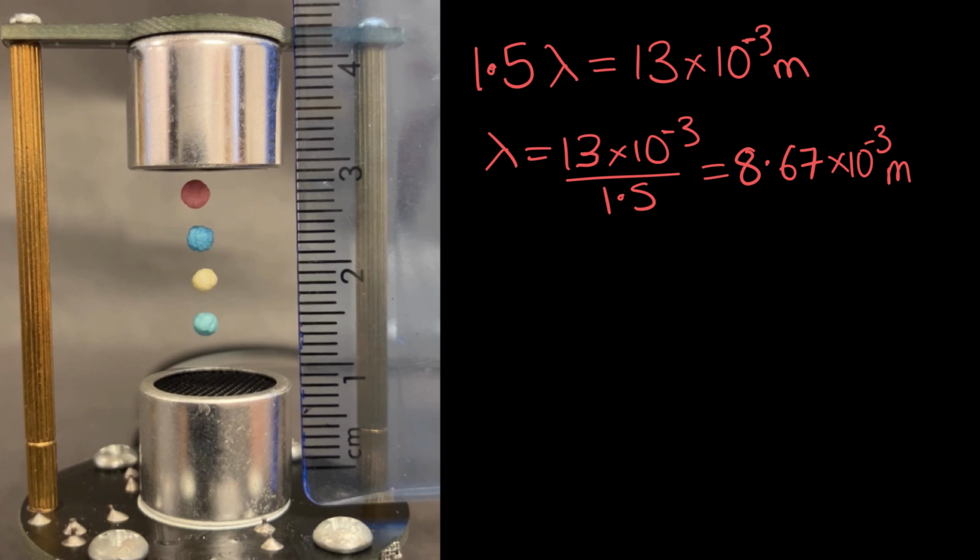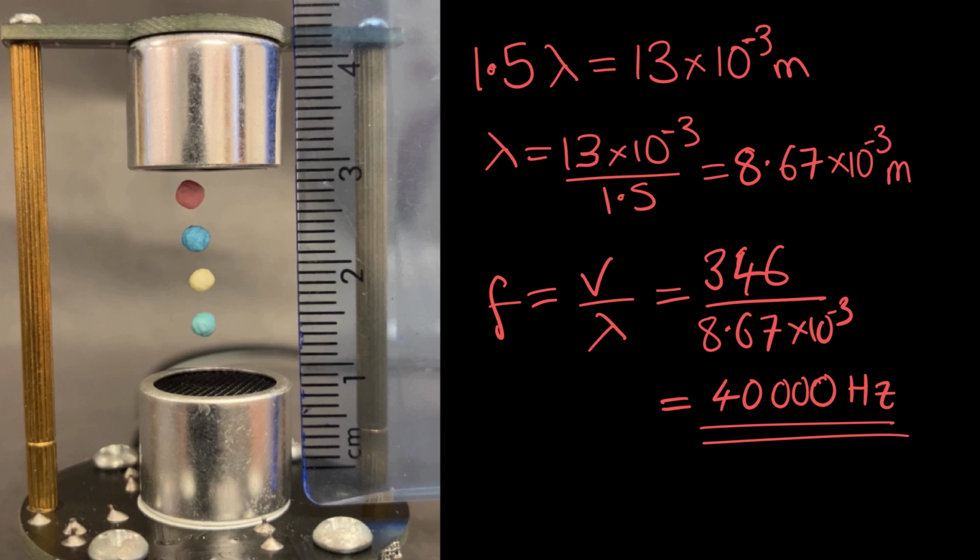With some simple maths, that tells us that one wavelength is 8.67 times 10 to the minus 3 of a metre. Assuming the speed of sound is about 346 metres per second and using the wave equation, we can calculate the frequency of the ultrasound to be approximately 40,000 Hz. Let's compare this to a more direct measurement.